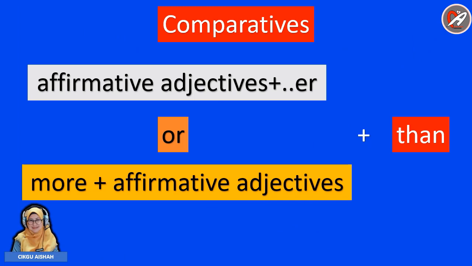Okay, to form comparatives, we use affirmative adjectives and then we add er at the end of the adjectives, and then we add than after the adjectives, or we add more in front of the affirmative adjectives and then we add than after the affirmative adjectives.